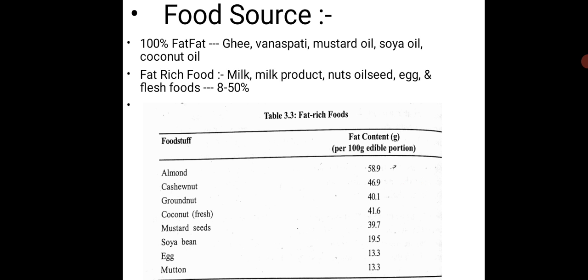contains 41.6, then mustard seed contains 39.7, then soybean contains 19.5, egg contains 13.3, mutton contains 13.3. So almonds contain about 58, more. Almond, cashew nut, and groundnut contain more fat.